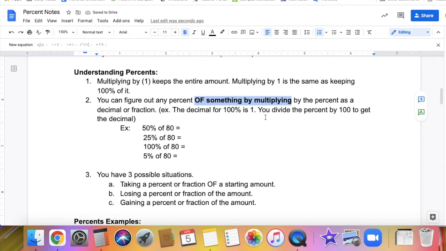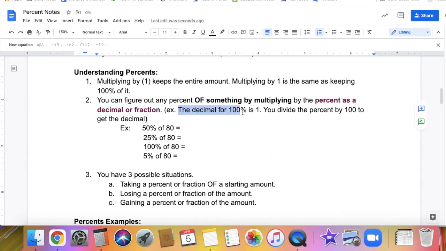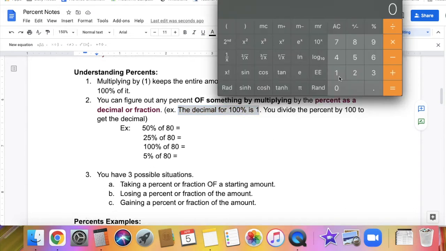So you can multiply by the percent, but there's a rule. You have to turn the percent into a decimal or fraction first. You cannot do it in percent form. So for example, the decimal for 100% is 1, because what you do is divide the percent by 100 to figure out the decimal. If I took 100 and divided it by 100, I'd find out that the decimal is 1.